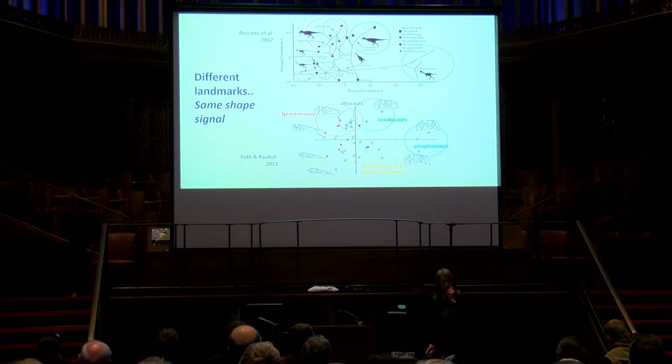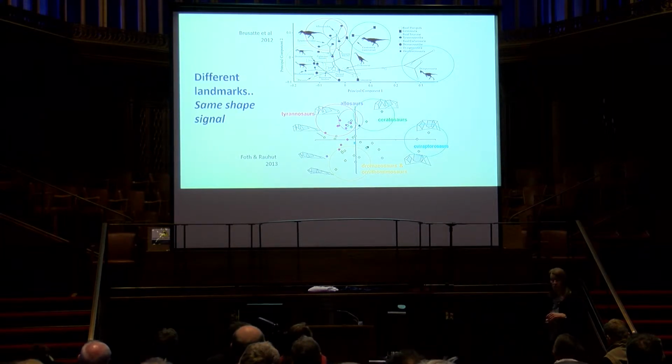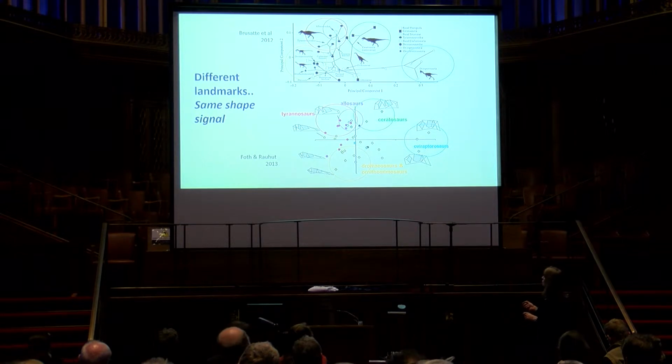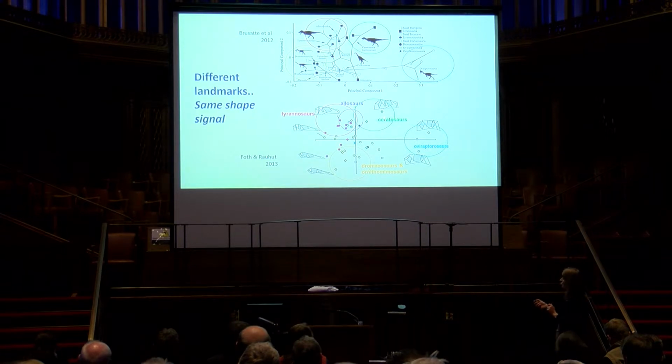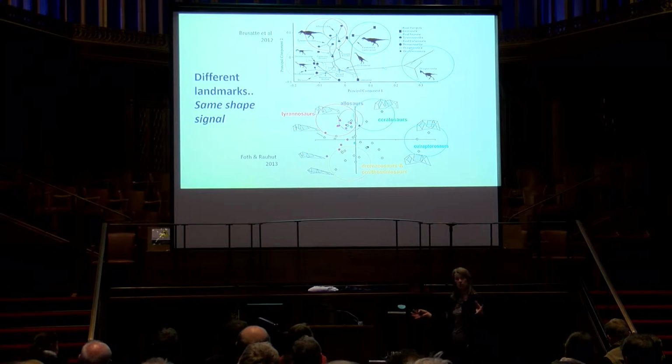What was interesting about these two studies is that if you consider them side by side, although they use different landmarks, they're broadly giving the same shape signal, in that we're getting the clustering of different groups in different regions of this shape space variation. And both of these plots also show this convergence towards similar skull shapes in different groups of large-bodied theropod dinosaurs.